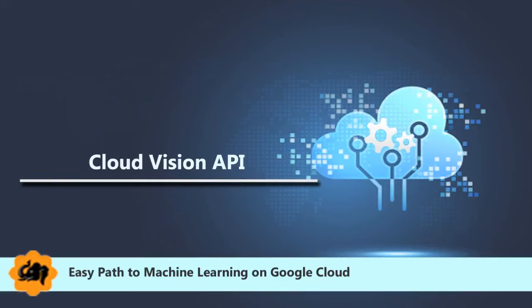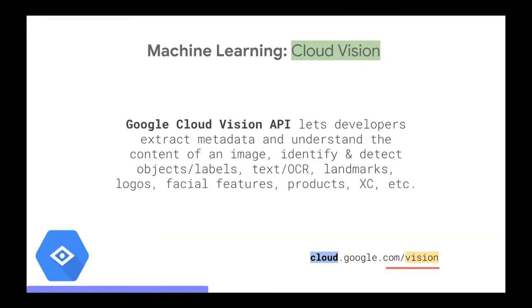So let's talk about machine learning in particular. Cloud Vision lets you understand the content of an image. It will let you identify and detect objects, which are called labels. It'll let you extract text, like OCR. It'll detect landmarks, corporate logos, facial features, product search, as well as explicit content.